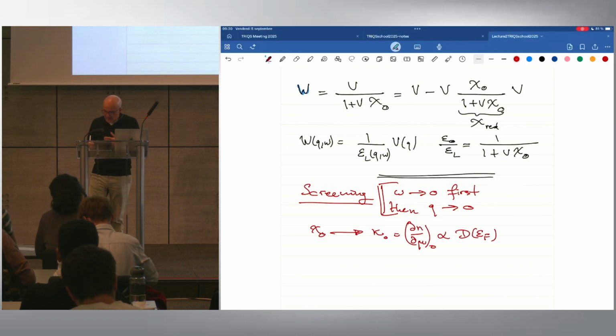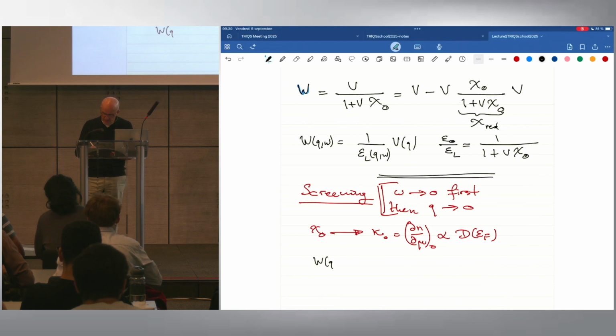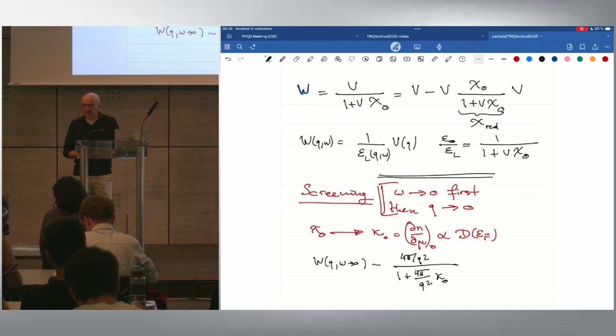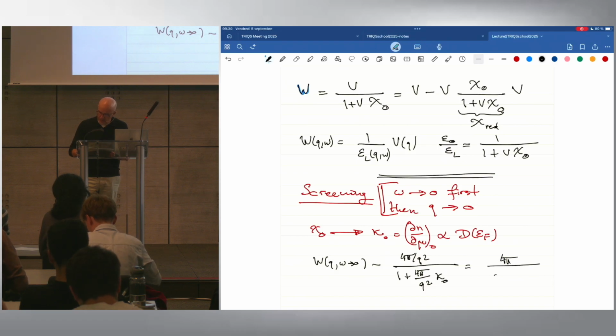Okay, so what does that mean? Now, if I look at the expression for W, this means that W of Q in this limit, omega goes to 0, is V, which is 4 pi over Q square, over 1 plus V, which is 4 pi over Q square, times kappa naught. And this is 4 pi over Q square plus 4 pi kappa naught.